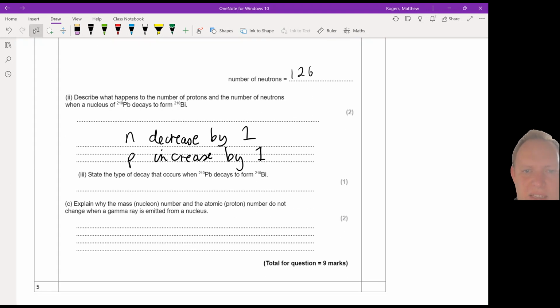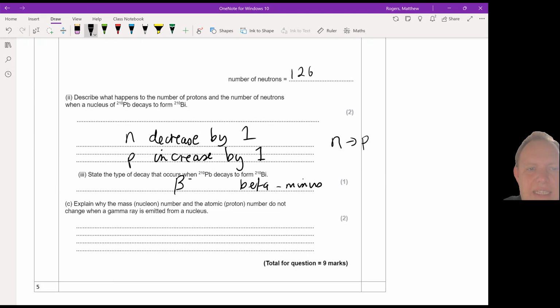State what type of decay occurs. So hopefully you remember that when a neutron turns into a proton, this is a form of beta decay. This is beta minus decay. Symbol is always good, but if we want to write it, we can. Even better if we were to write beta minus. But if you just write beta, it's assumed it's beta minus.